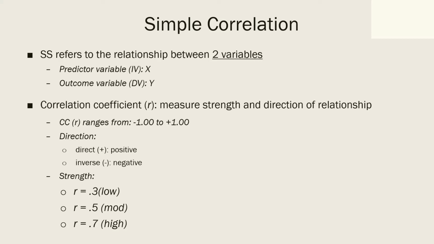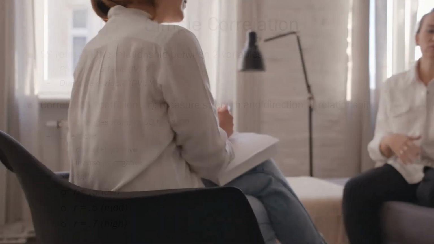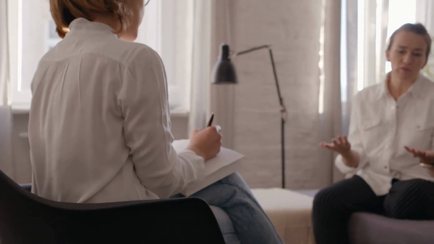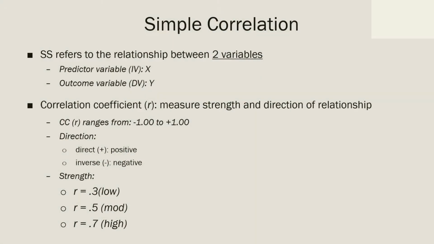So let me give you guys an example of a relationship, right? So think about a positive relationship. That means that they're going in the same direction, right? So for example, the more therapy sessions the person does, the higher the well-being scores are going to show, right? That will be a positive relationship. A negative relationship, on the other hand, is if one goes up, the other one goes down.